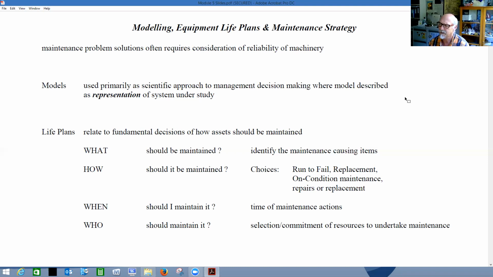Now, life plans relate to fundamental decisions on how assets should be maintained, and what, how, when, and who, basically. So when you look at your maintenance strategy or your maintenance issues or maintenance opportunities, what is it? What should be maintained? So you go about identifying what's causing you to define the maintenance processes or the maintenance strategy. How should it be maintained? Is there an OEM? Is it under warranty? Is it an old piece of equipment?